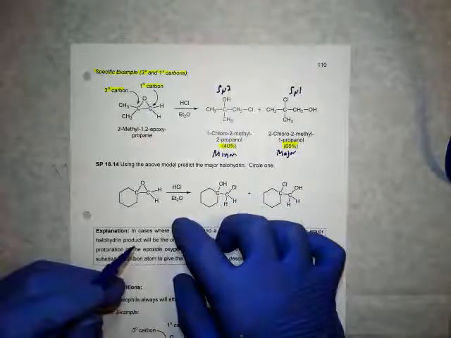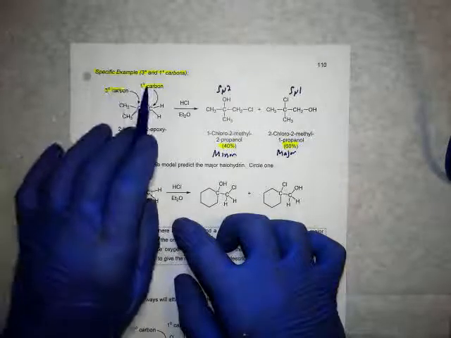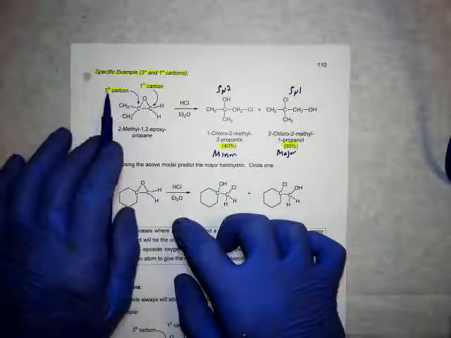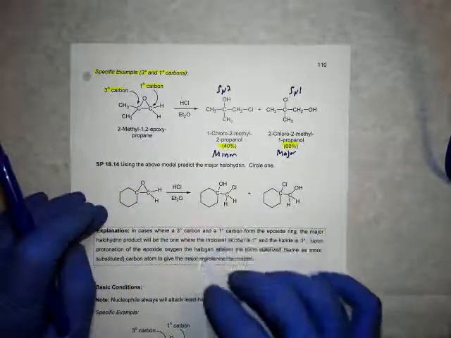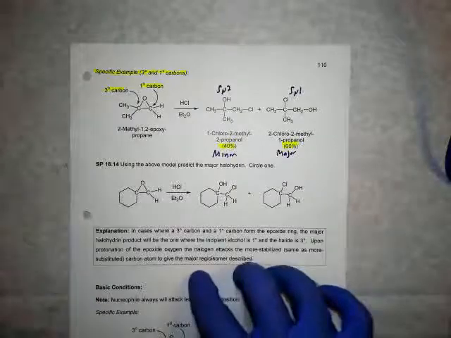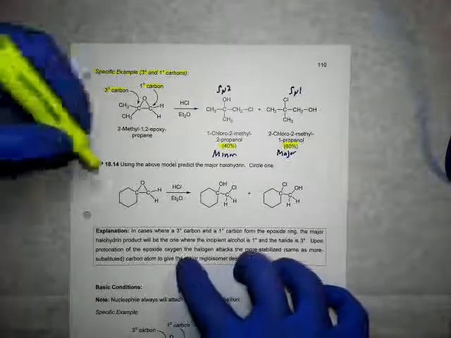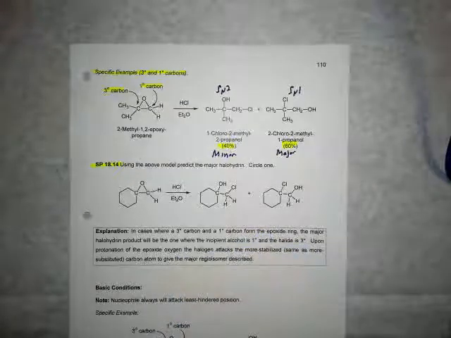Okay? The distinction here was on the bottom of page 109. We didn't have a tertiary carbon and a primary carbon. There we had a secondary carbon and a primary carbon. So you want to compare these two to understand this in full scope. Now, let's try a model example. Look at sample problem 18.14 in the middle of page 110.